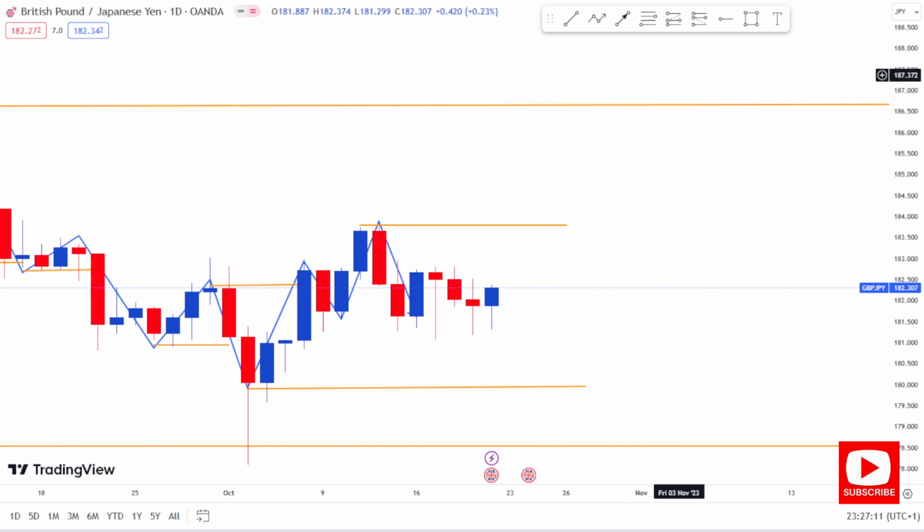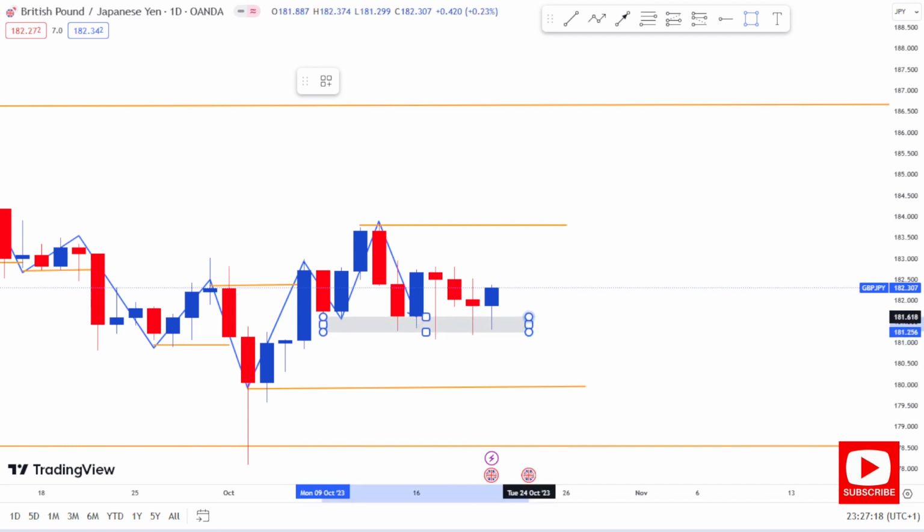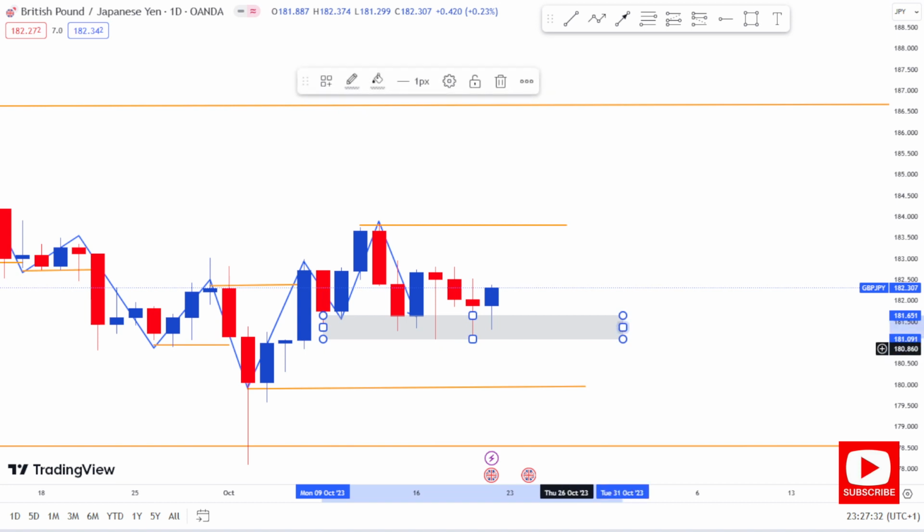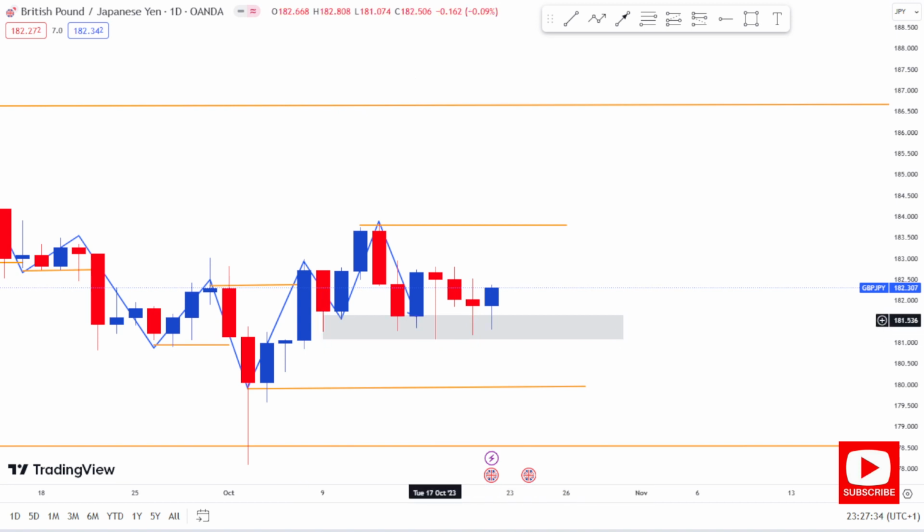So what can we see in the ranging structure? The first thing that is noticeable is this zone right here. Why? Multiple weeks I've tested this zone and they haven't broken past that zone. So that is a valid support zone right there. That is how I basically find support zone in the market. So this is the first support zone.